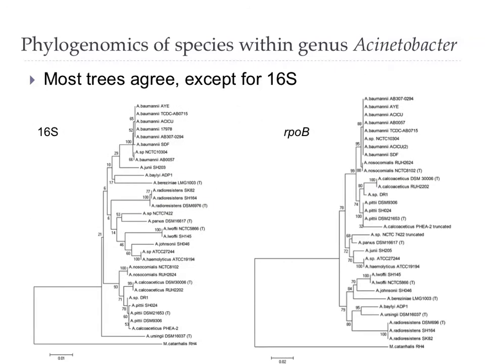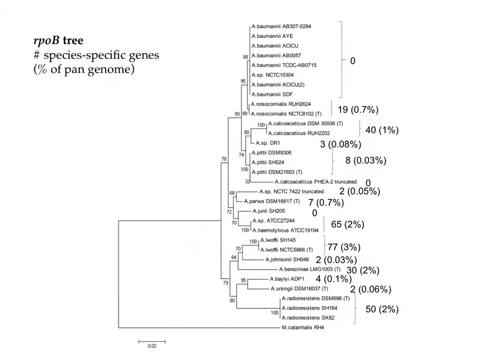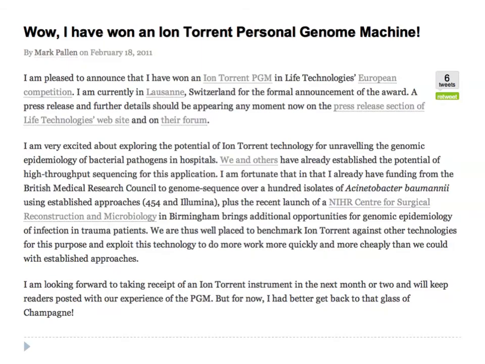And most of the trees actually do give us a congruent picture. An interesting point, though, is that 16S, which is often used as a barcode, seems to be the one exception, giving us a slightly different topology in our tree than other housekeeping genes like rpoB. I'll leave that out, I think.